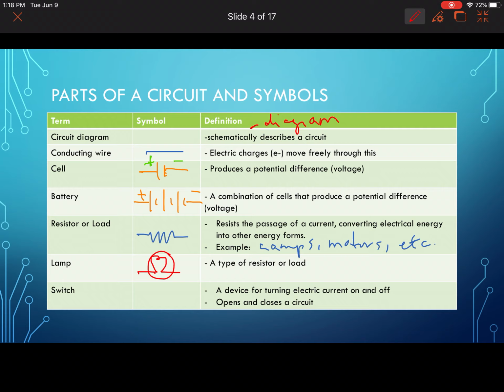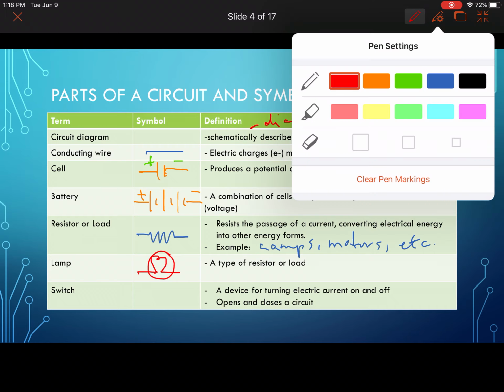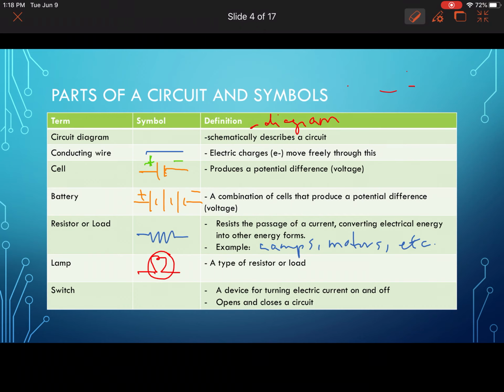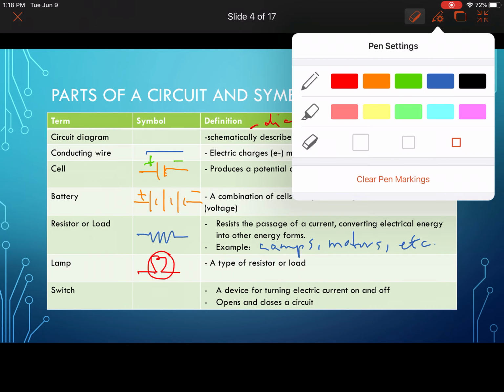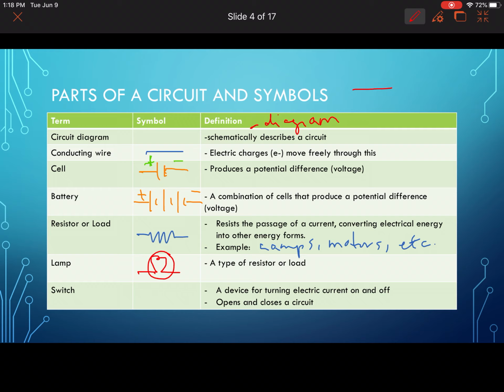I'm going to draw it up here a little better. Like that. Okay, that's better. Again, sloppy. It's hard to write with these styluses. Anyways, so that is the symbol for a lamp.